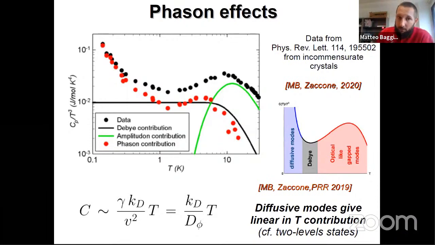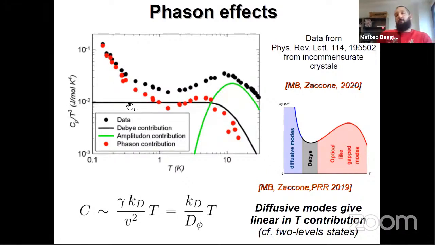And what you find out here, let's see what they do, is the following. What you see is they plot the specific heat divided by T cubed. Why do they plot the specific heat divided by T cubed? Because if you take a standard solid, you will learn immediately that the specific heat in a solid goes like T cubed. This is the Debye law. And now here, let's see what they see. They see something very different.